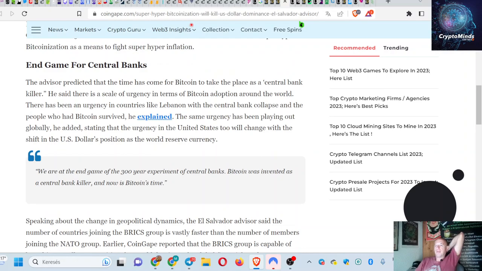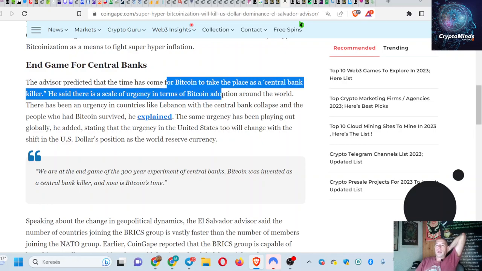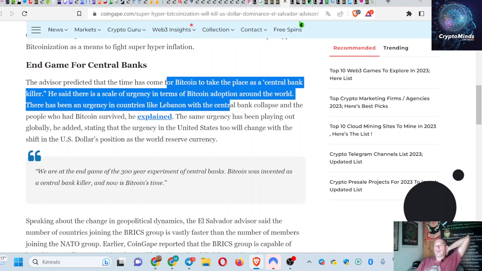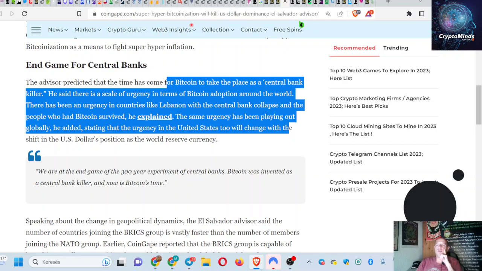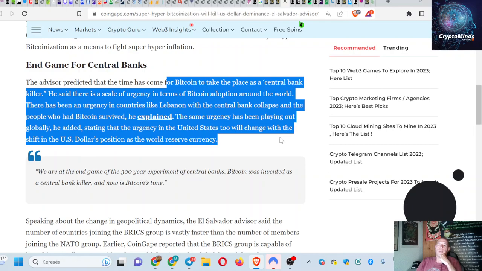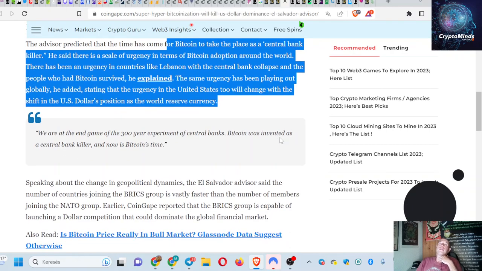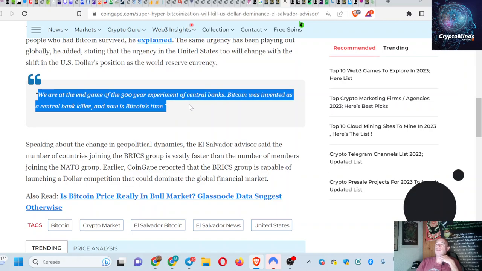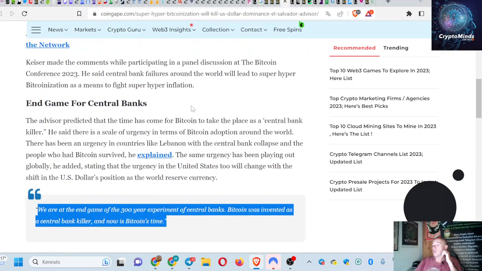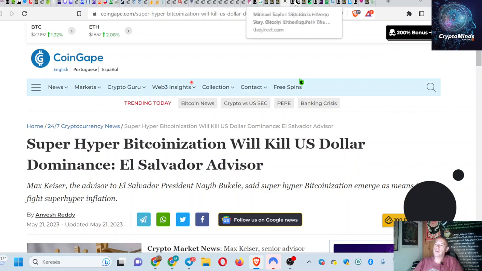So, the time has come for Bitcoin to take its place as a central bank killer. He said there is a scale of urgency in terms of Bitcoin adoption around the world. There has been an urgency in countries like Lebanon with the central bank collapse, and the people who had Bitcoin survived, he explained. The same urgency has been playing out globally. He added that the urgency in the United States too will change with the shift in the US dollar position as the world reserve currency. We are at the end game of the 300-year experiment of central banks. Bitcoin was invented as a central bank killer, and now is Bitcoin time. So we see, guys. Yeah, so hard words, but we'll see.